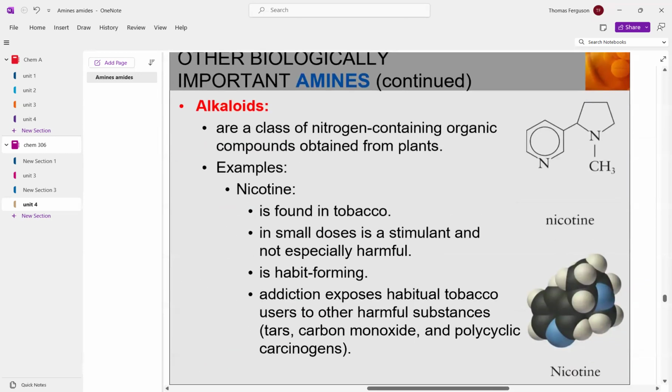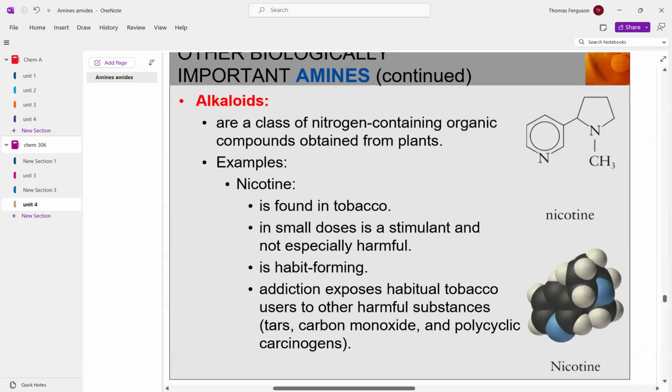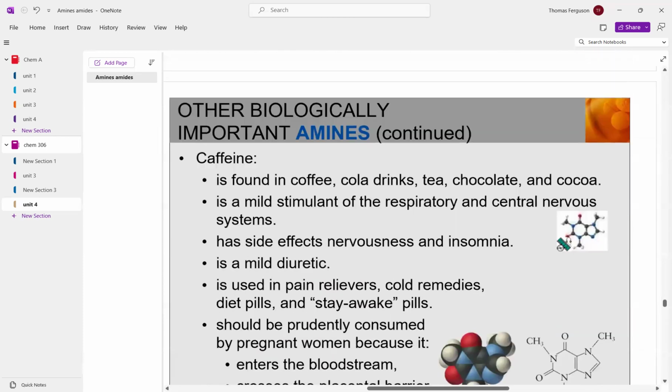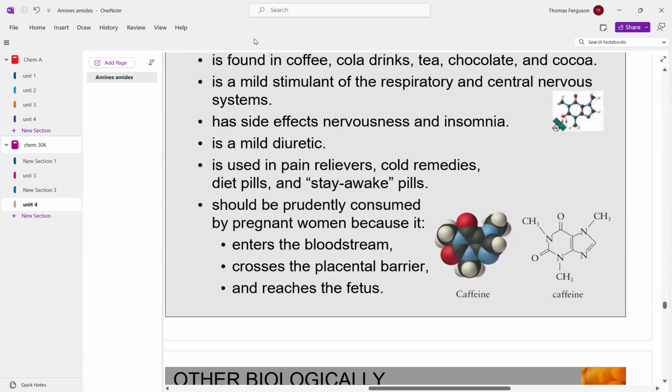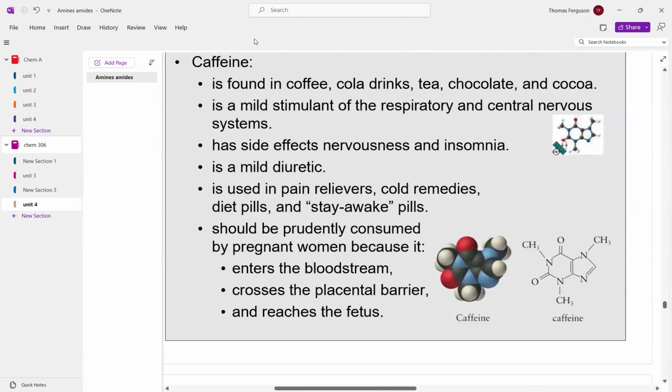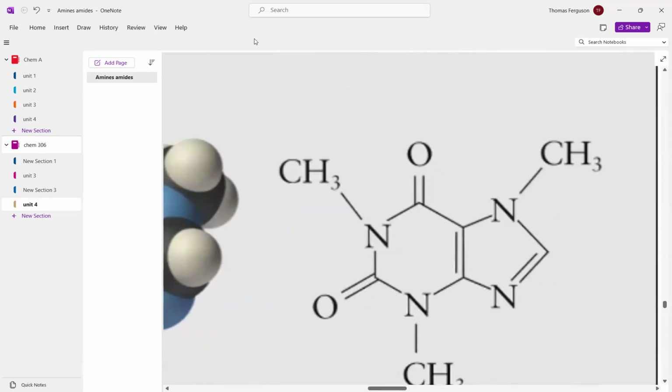Okay, alkaloids. They also contain these nitrogen compounds. A good example is nicotine. There's good old caffeine. Look on your lab packet, and the cover is a picture of caffeine. This has no hydrogens attached to it, so that's a tertiary amine. All these are tertiary amines.